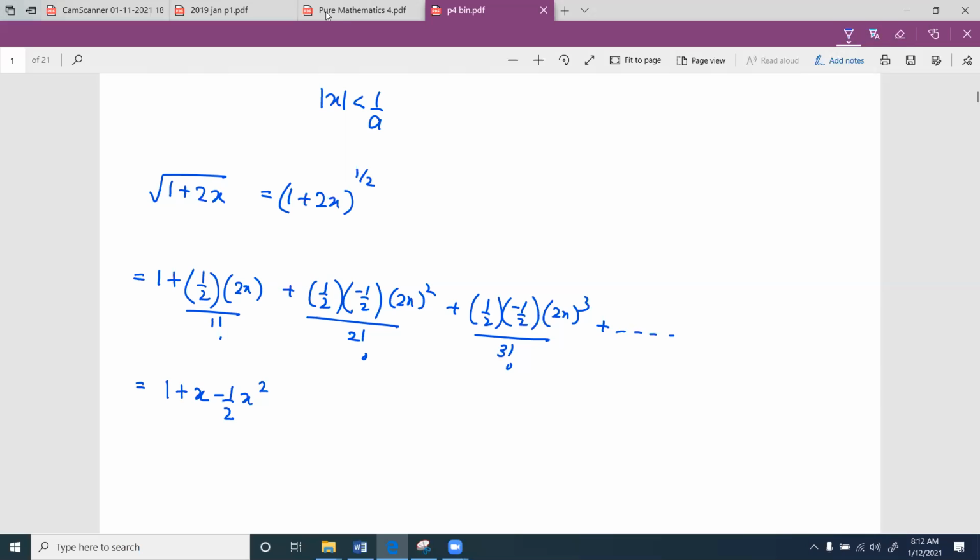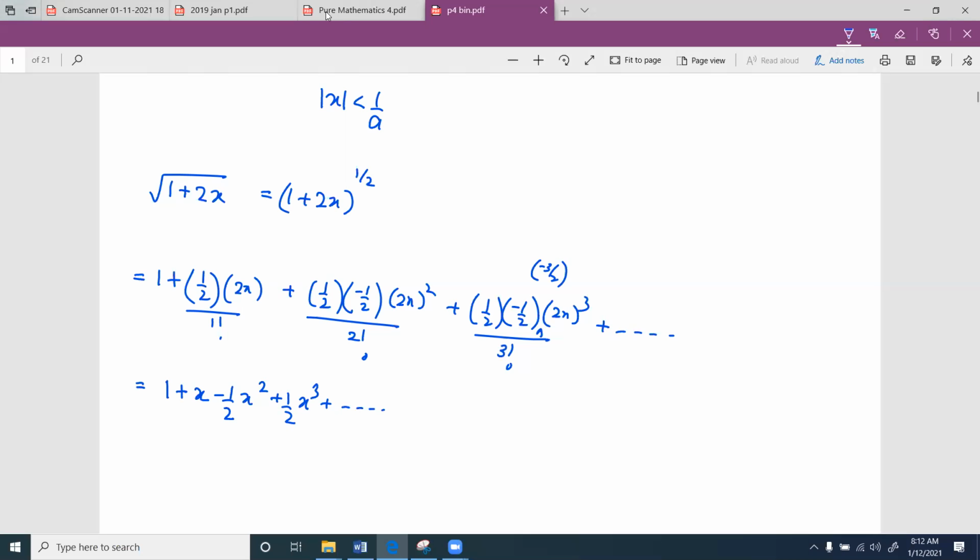Working out over here, this is half into minus half into minus 3 over 2. There's another term missing here: after n minus 1, another term should come, that is n minus 2, which is minus 3 over 2. Minus 1.5 into 2 cubed, which is 8, divided by factorial 3, which is 6. That is half x cubed, and like that it goes on.